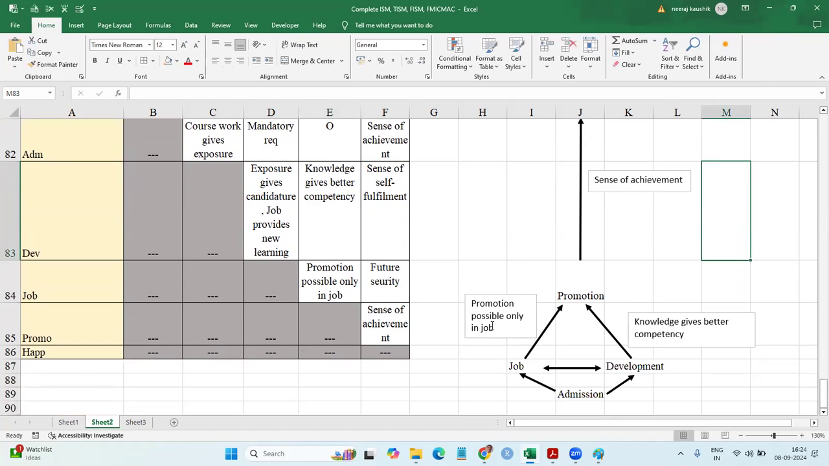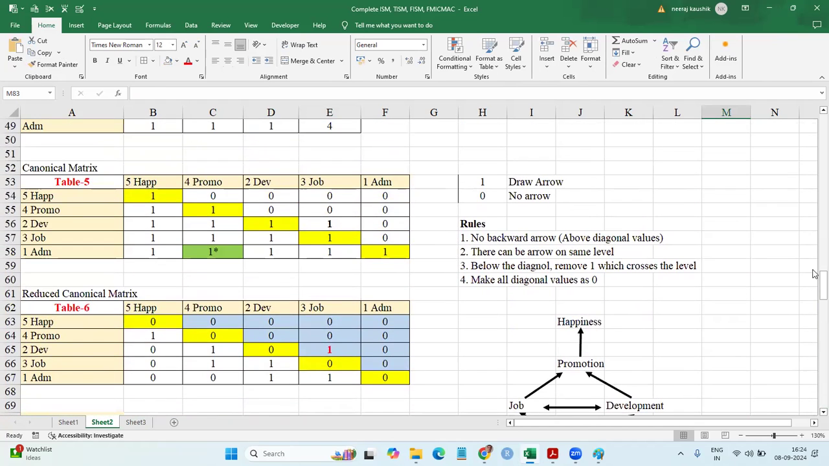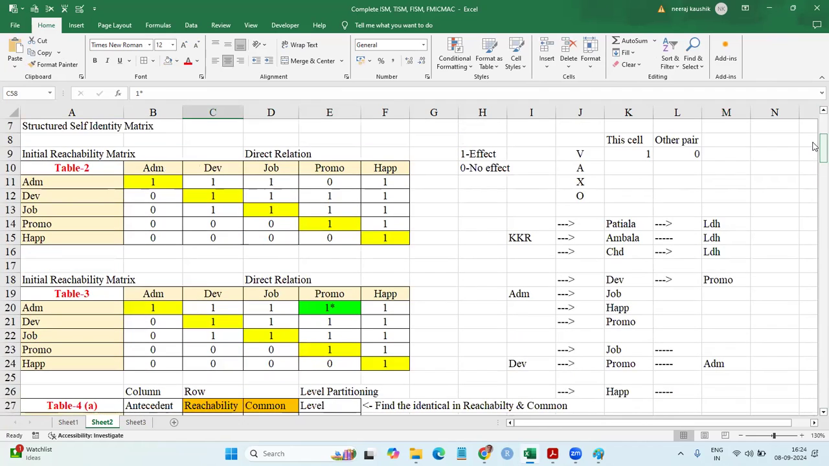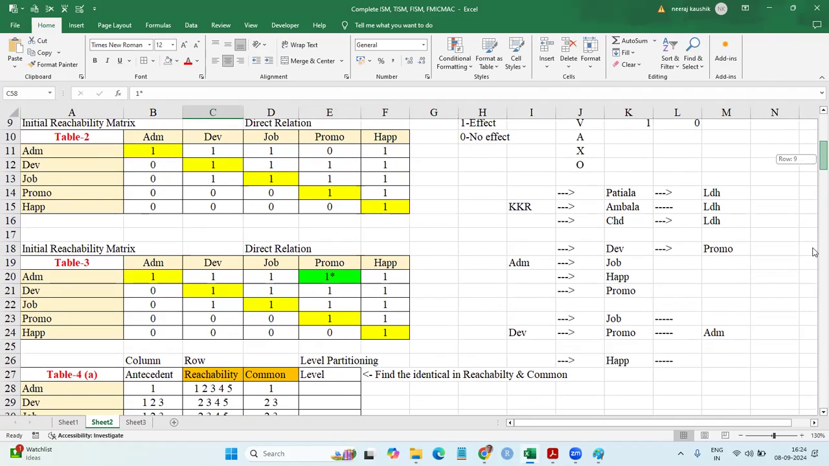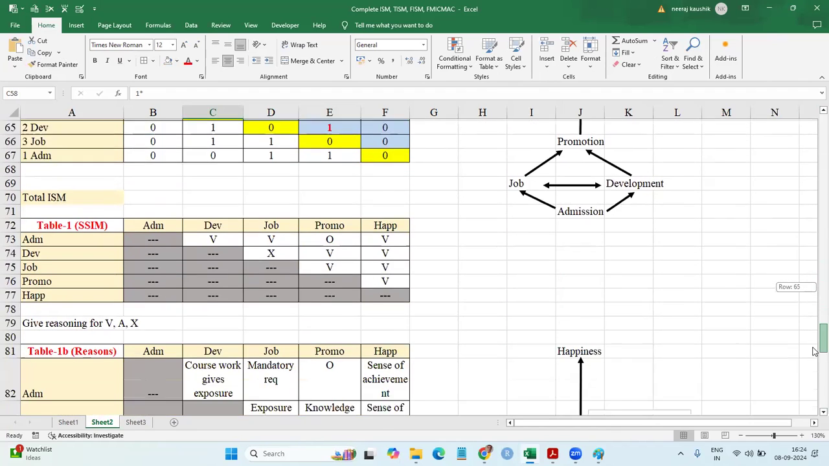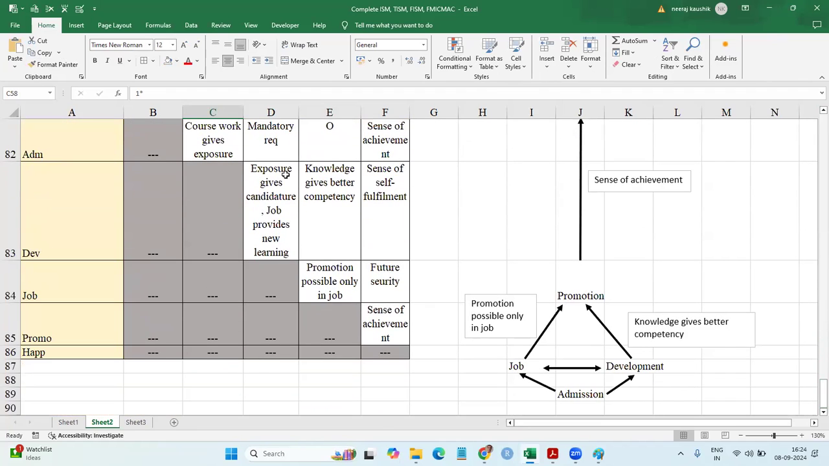And likewise, the rest of the things you will enter. The second thing is that in the TISM, the indirect arrow is also shown. Wherever there is an indirect arrow, remember there was one, go to table number 3. One indirect was there from admission to promotion. So from admission to promotion, we will make an indirect arrow in the TISM also.